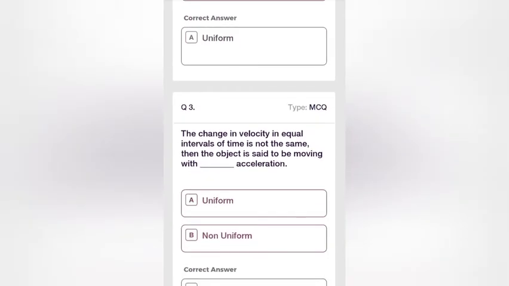Third question. The change in velocity in equal intervals of time is not the same. That means the object is said to be moving with non-uniform acceleration. That means not uniform. We call it non-uniform because of unequal intervals of time. Clear?